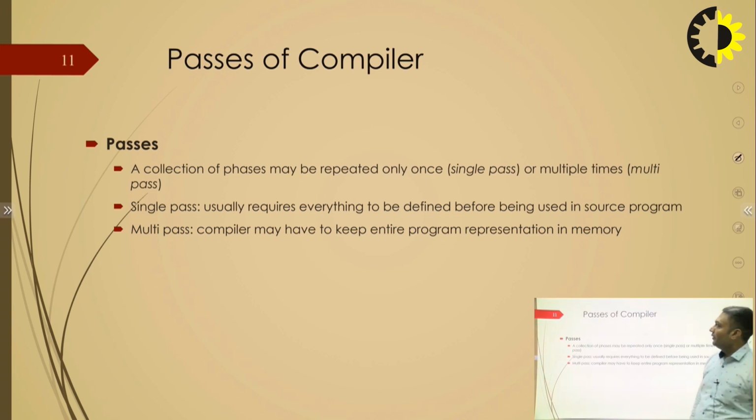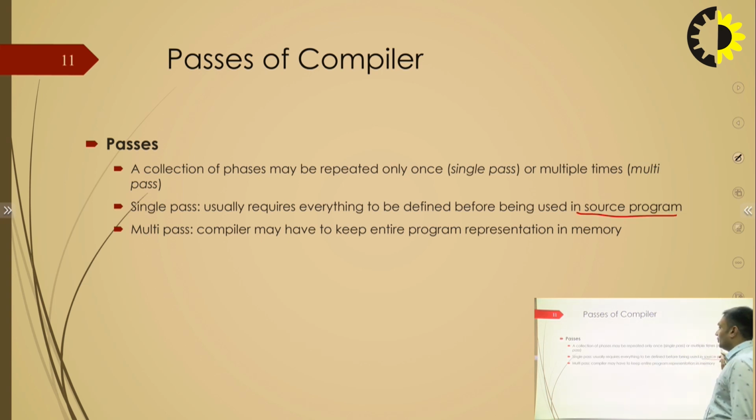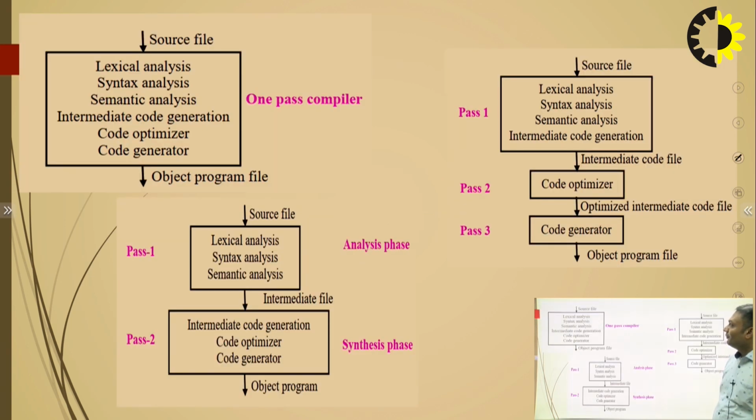Now, the next topic is passes of the compiler. What are passes of the compiler? A collection of phases that is repeated only once is called a single pass. If it is repeated multiple times, then it is called a multi-pass. Single pass usually requires everything to be defined before being used in the source program, whereas a multi-pass compiler may have to keep the entire program representation in memory. So let's see with an example.